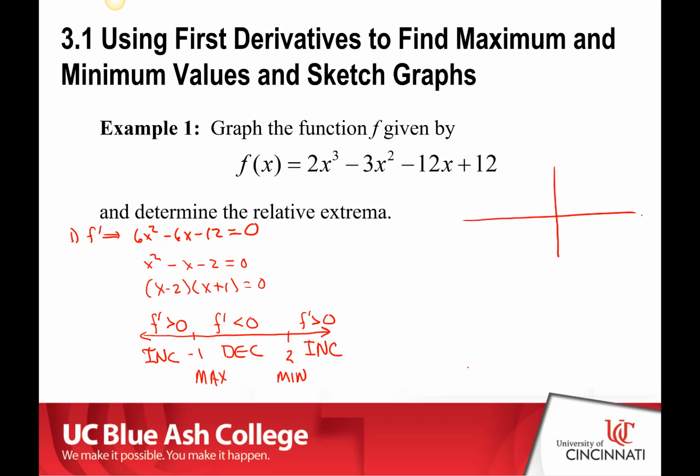I'm going to cheat. I'm going to plug in 0 to the original function. If x is 0, what's the y value? 12. Okay, so if I come up, here's 5, 10, 15. One point on the graph is right there. I don't know where any other points are, do I? Yes, sir.